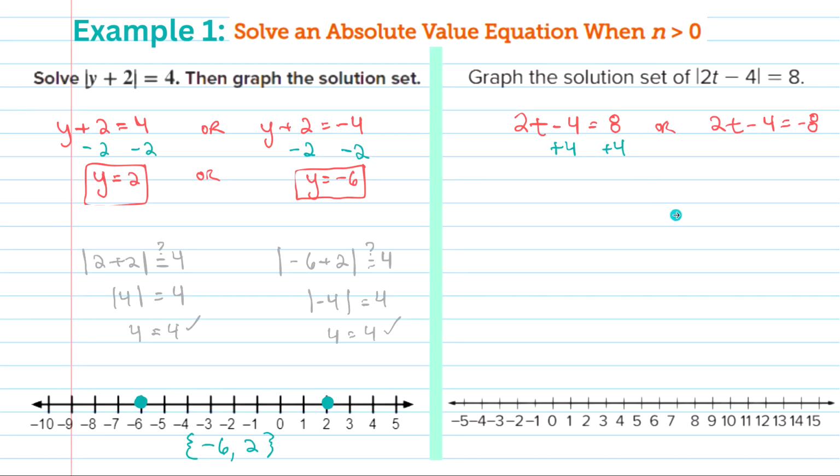And so then we're going to have 2t equals 12. And then my last step is to divide by 2. And so we find that t is equal to 6.